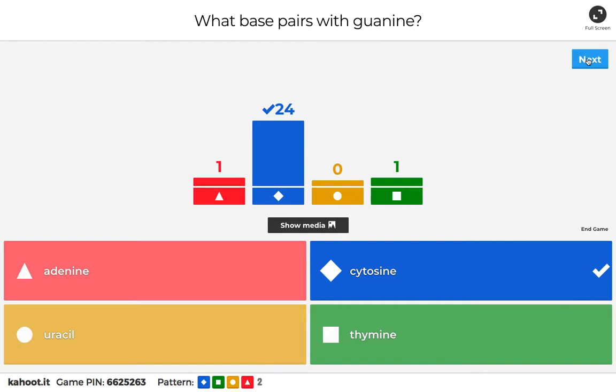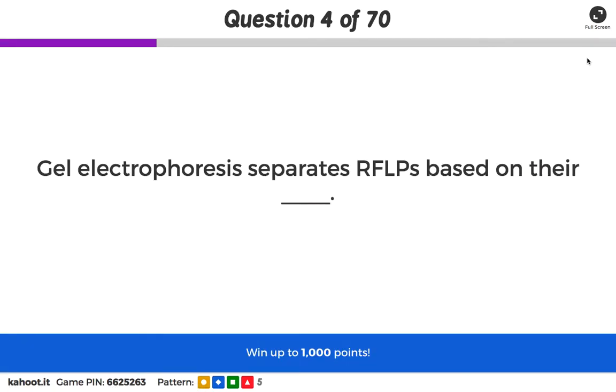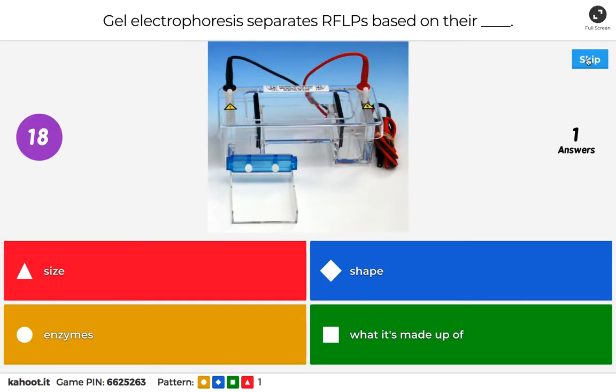G goes with C. Which unit is macromolecules? 2? This is back to our DNA fingerprinting from Unit 1. How does electrophoresis separate the fragments? The fragments are restriction fragment length polymorphisms. Those are the bands in the gel.